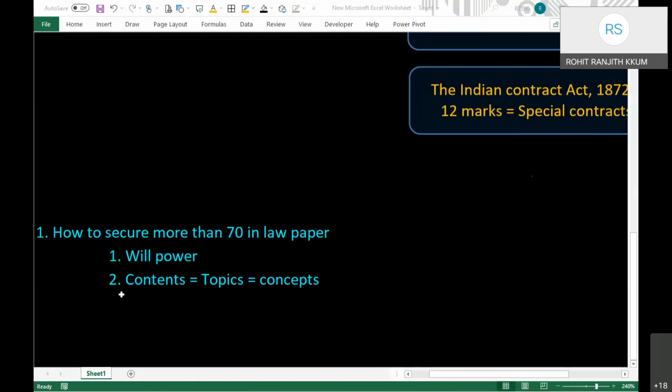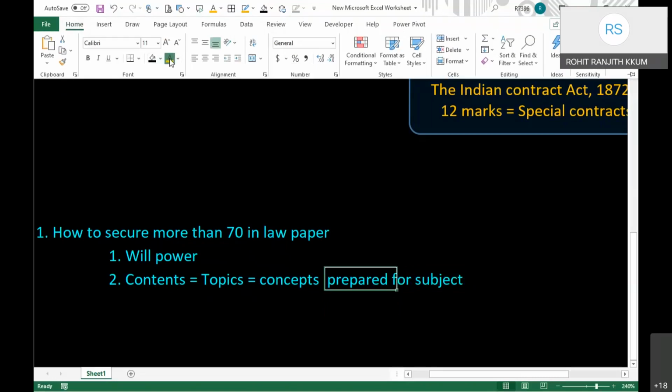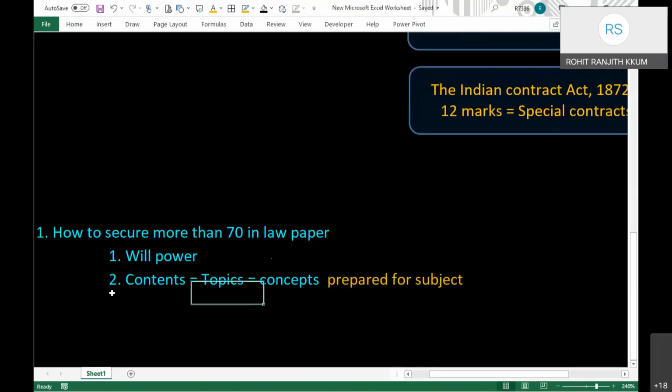Thank you. Third important part of it, you understand, when we are clear with the contents, actually, we are prepared for the subject. So second point, I will call it the subject preparation. And subject preparation means the concept clarity. But do you really think that mere concept clarity will help you to achieve the marks?